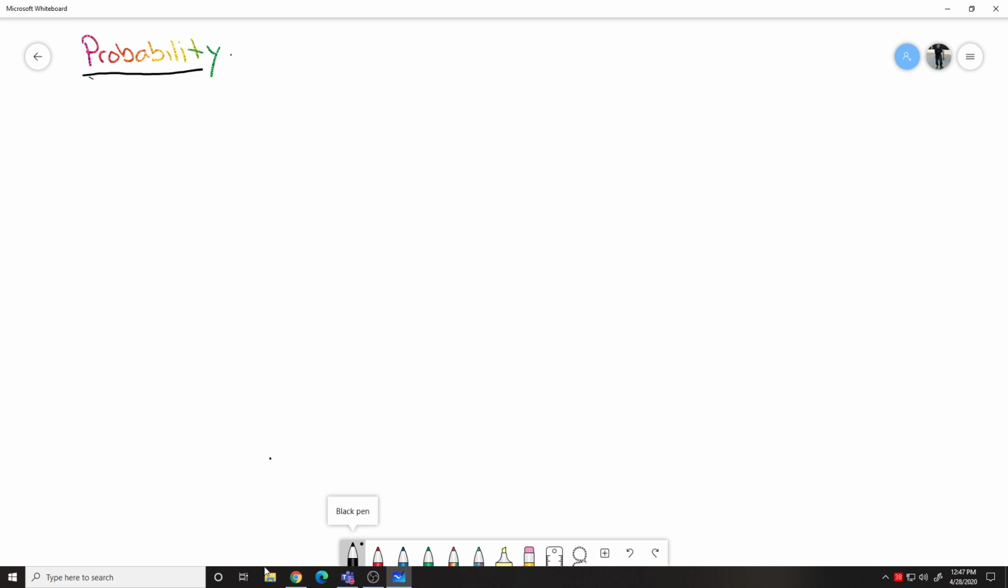But I guess the first thing that we need to do is make a definition for what is probability. Well, probability is a measure of how likely, and you should be taking notes, how likely an event is to occur. So probability is the measure. It's measuring how likely an event is to occur.